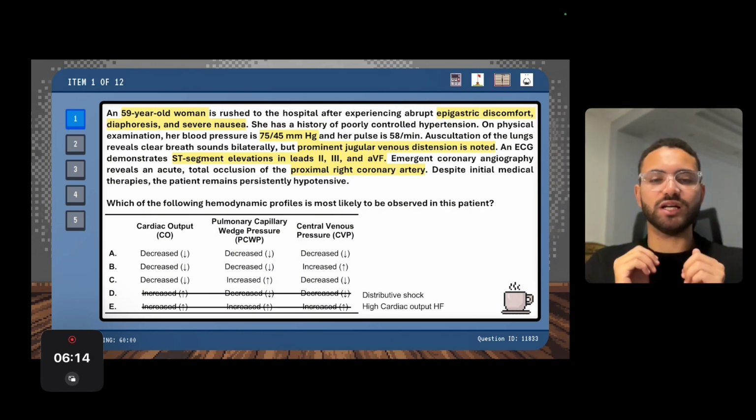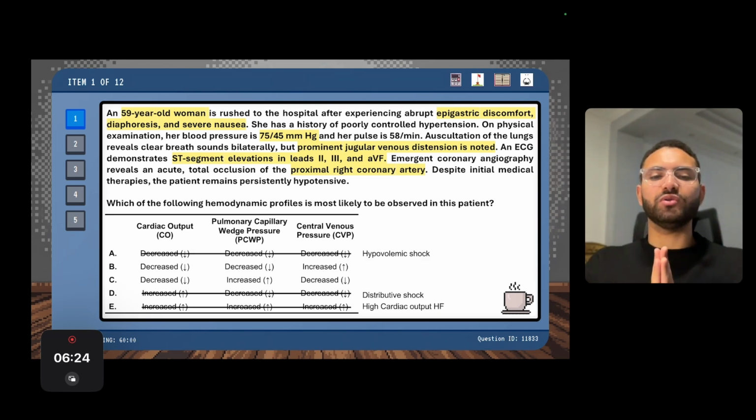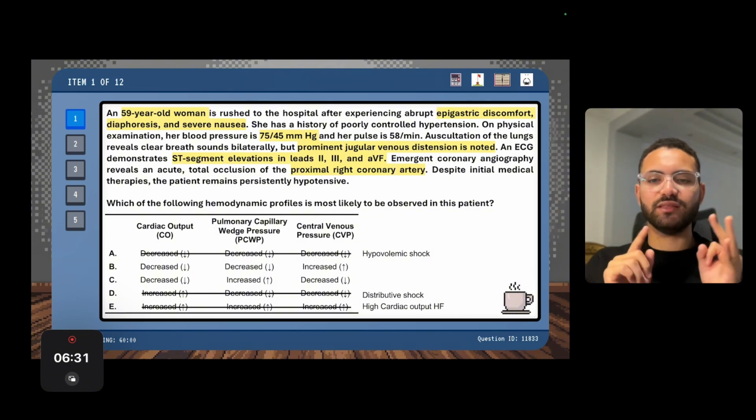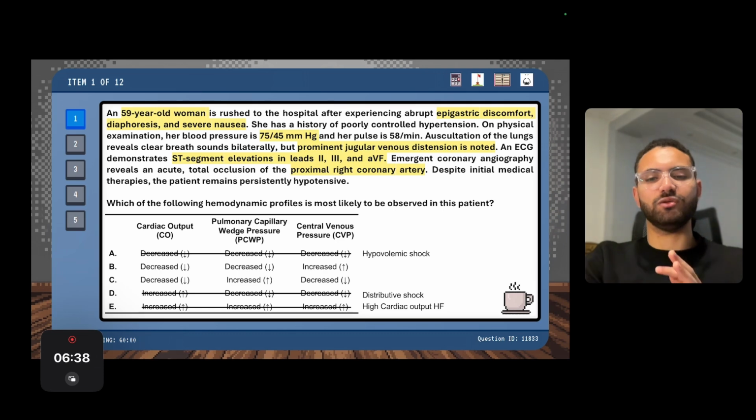We now have all the answers with low cardiac output. We got low, low, low. This actually matches hypovolemic shock, and we're going to exclude it. What about B or C? Let's go to C first. Decreased cardiac output, increased pulmonary capillary wedge pressure, and decreased central venous pressure. Actually, this makes no sense, so we're going to exclude this also. And we have our answer, which is B.